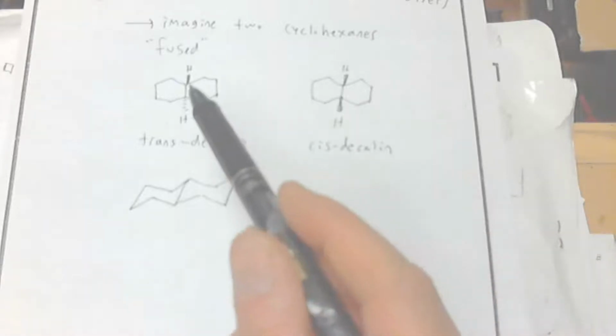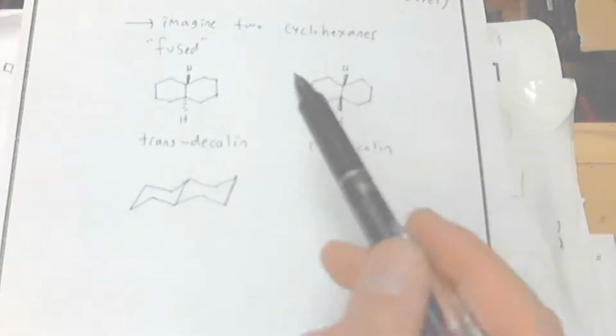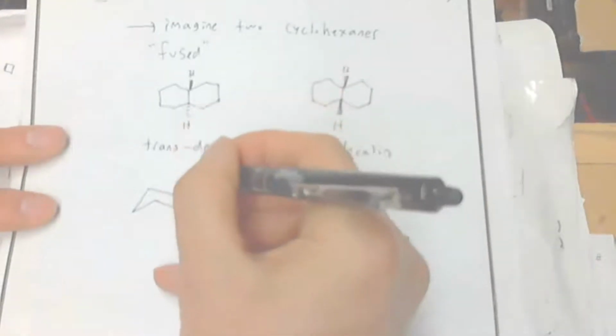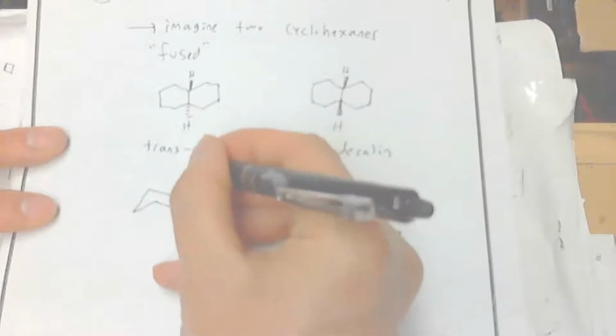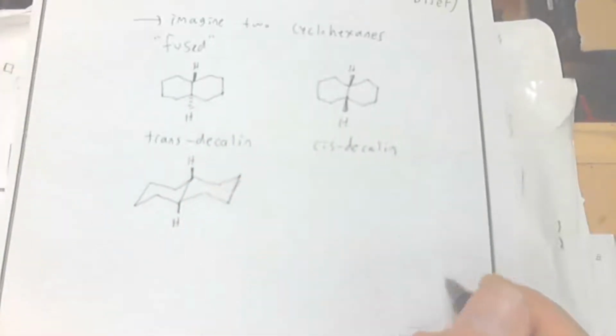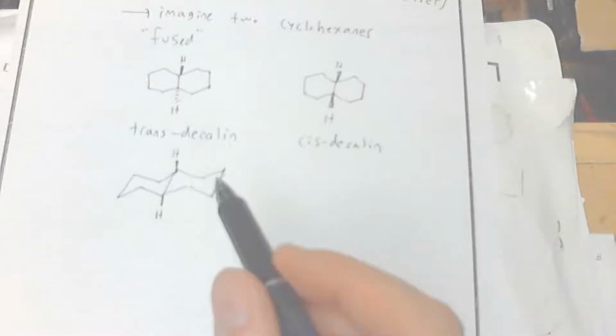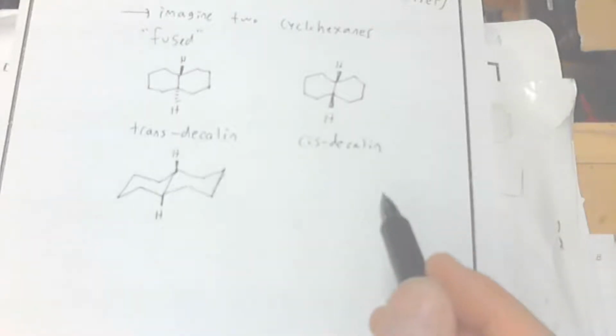Now, how do we represent the 2 CHs? Well, we're going to assume the wedged one is going up and the dotted one is going down. So where are they? Let's draw those H's. One's going straight up, axial. One's going straight down, also axial. Not that bad, right? That's pretty easy to draw transdecalin, okay?